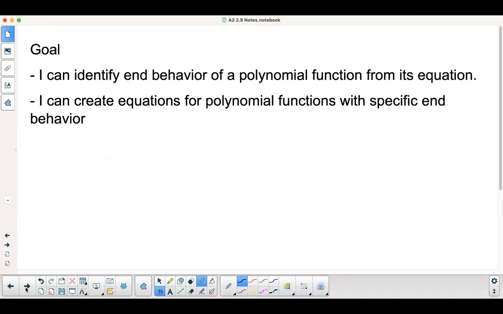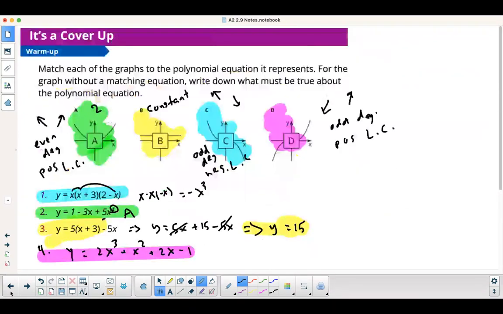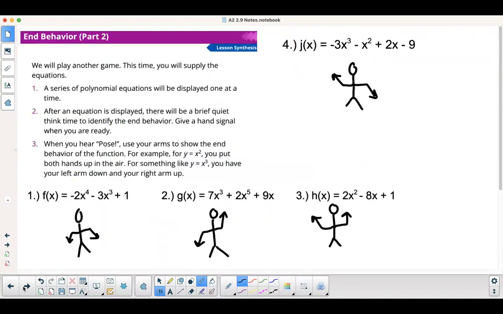All right, goal: I can identify end behavior of a polynomial function from its equation. I can create equations for polynomial functions with specific end behavior. I feel like I didn't create any equation. Did I create it? Oh yeah, I did, I guess. I did create one equation right here. So we did. Okay.